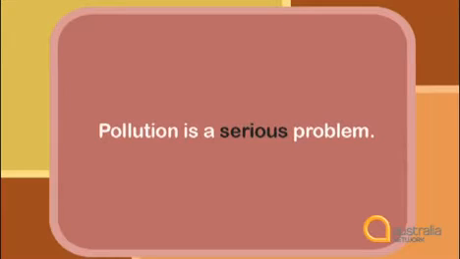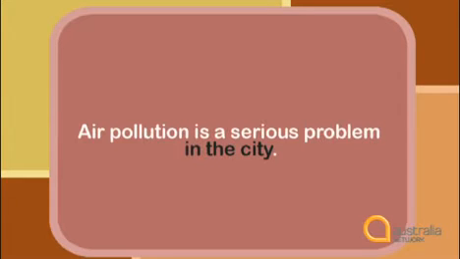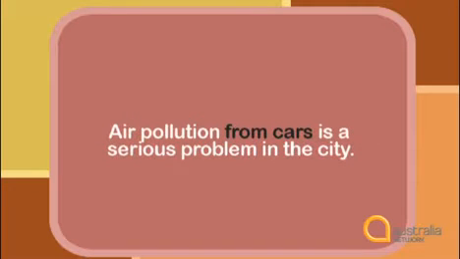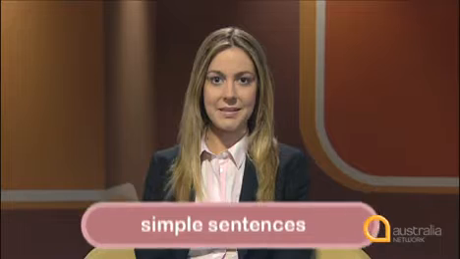You can add adjectives. Pollution is a serious problem. Air pollution is a serious problem. And you can add information with a preposition like in. Air pollution is a serious problem in the city. Or from. Air pollution from cars is a serious problem in the city. So a simple sentence doesn't have to be short or simple. Most of the time, the thing that's simple about simple sentences is the idea they express.